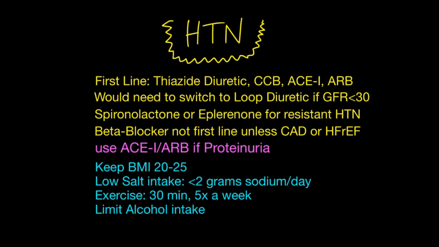Next, of course, aside from using medications, there are many lifestyle recommendations that can help treat hypertension. These come from the KDIGO guidelines on managing hypertension and CKD. So keeping the BMI between 20 and 25, low salt intake of less than 2 grams per day, regular exercise, and also limiting alcohol intake: 2 drinks or less for men and 1 drink or less for women. Combined with medications, the lifestyle changes can really have a big impact on blood pressure and hypertension.